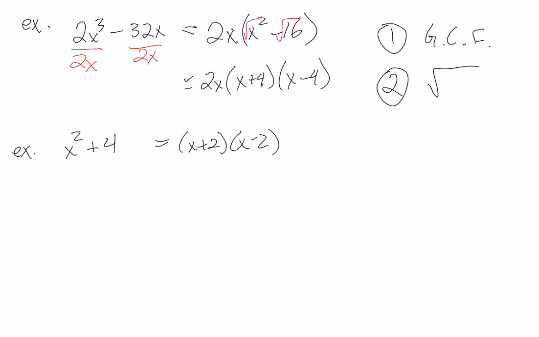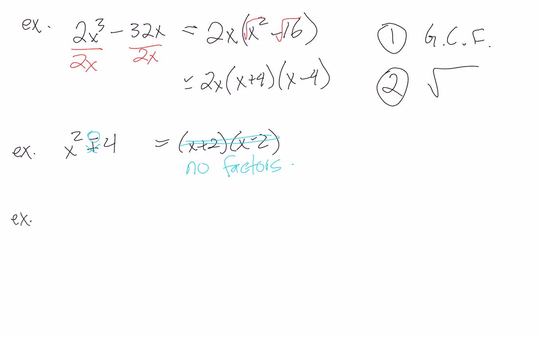But the problem is, when we actually were to FOIL this out, you'd have x squared plus 2x minus 2x, which would be the 0x, which is good. But we'd have 2 times negative 2 would give us negative 4. So the problem is, when you do these ones, that has to be a negative, right? We can't solve it with a plus. So that means if you have a plus, there are no factors, we just say no factors. We can't do anything else. Okay? So be careful with those ones. They'll trick you every once in a while.